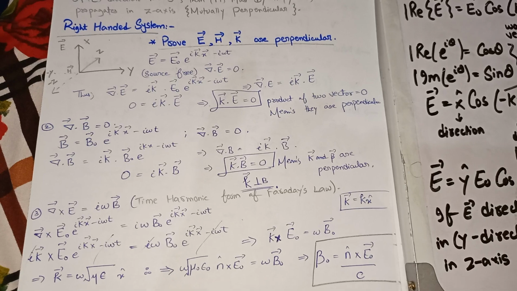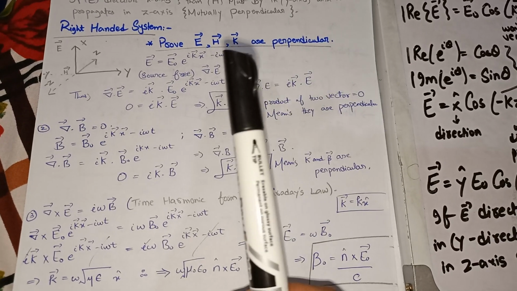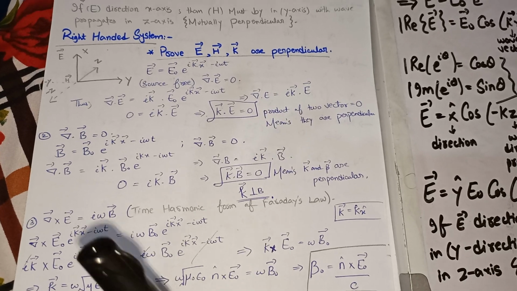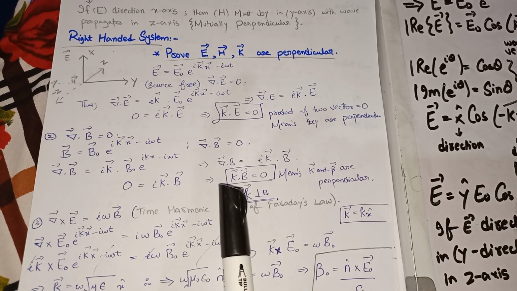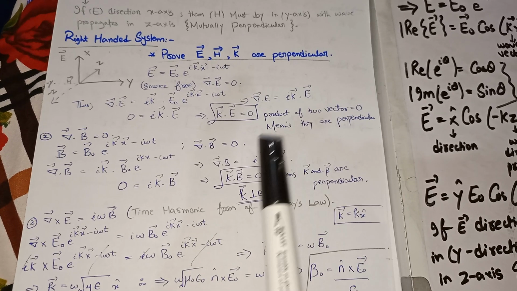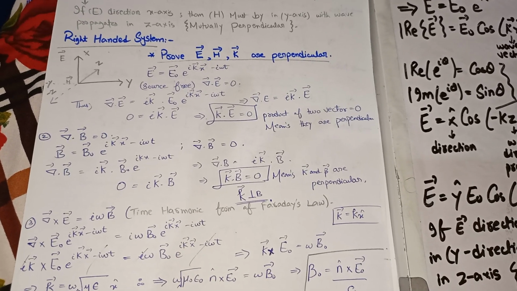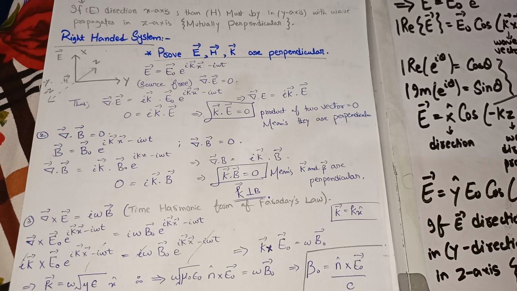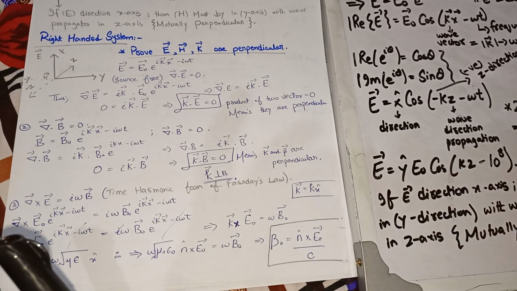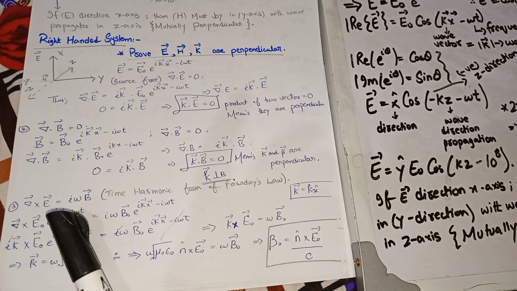Okay, similarly now we have proved that the electric field with respect to k is perpendicular, and the magnetic field with respect to k is perpendicular, to each other. But how can we prove E and B, the electric field and magnetic field, are perpendicular to each other? This can be achieved by another of Maxwell's equations.